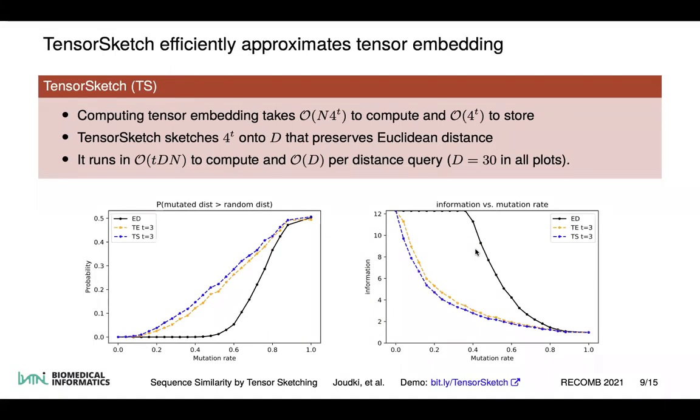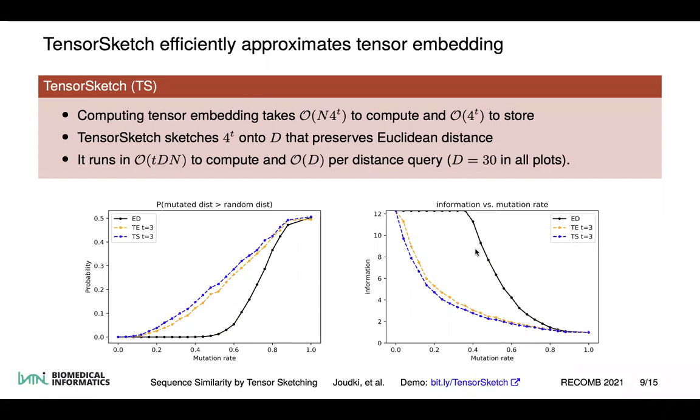So obviously a tensor, as we define, is 4 to the t dimensional, and it's very expensive to compute and also expensive to store. Now, tensor sketching is exactly dealing with this problem by reducing the dimension from 4 to the t to d dimensions, where d is a small constant. So in all these plots here it is 30, and it does so in an efficient way. So it is only a constant factor more expensive than linear, so linear in the length of the sequence.